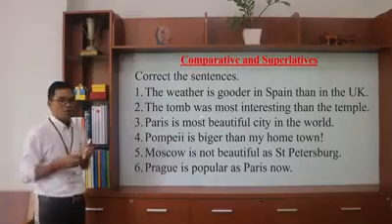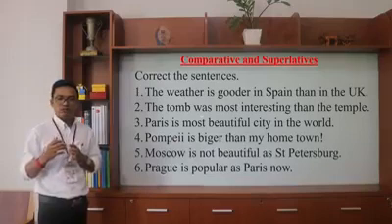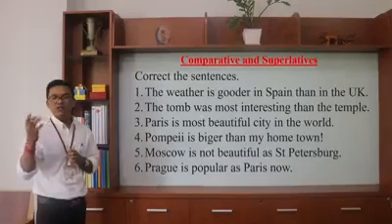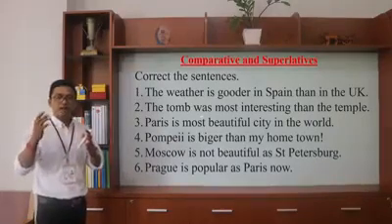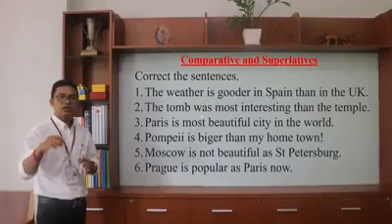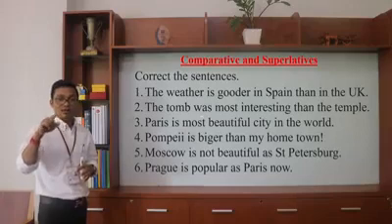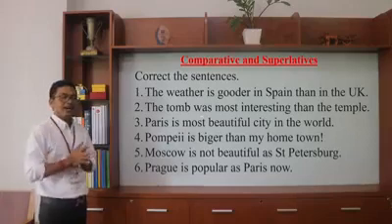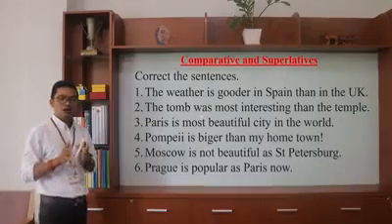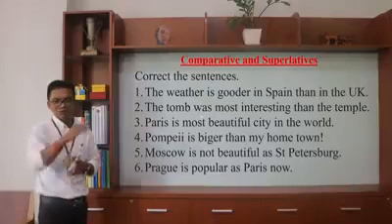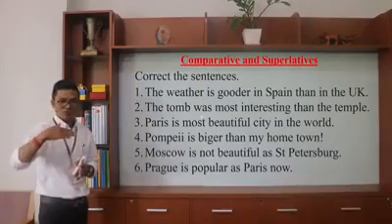And then number 2, the two words are interesting than. You see interesting than? The comparative form is subject plus to be plus more plus adjective plus than, right? So here we should use more interesting than. So cross out most and then you put more.